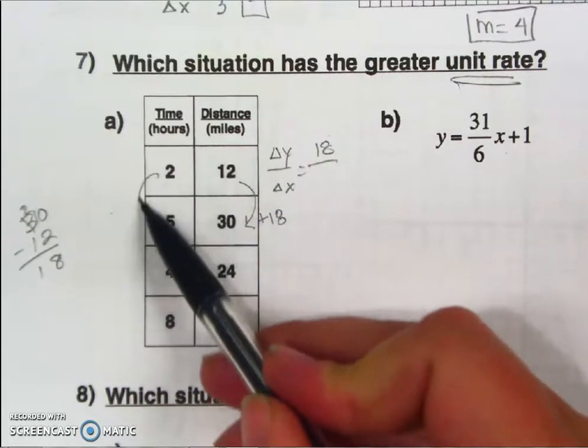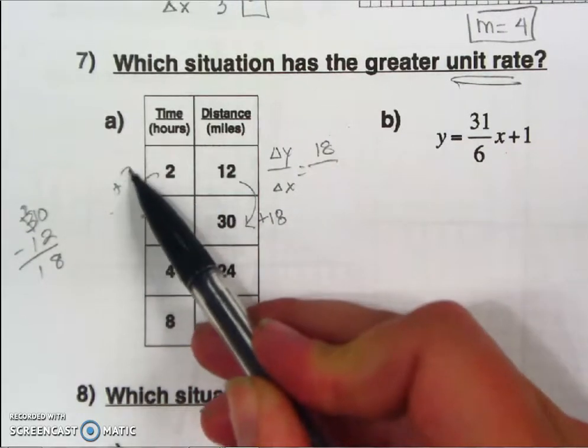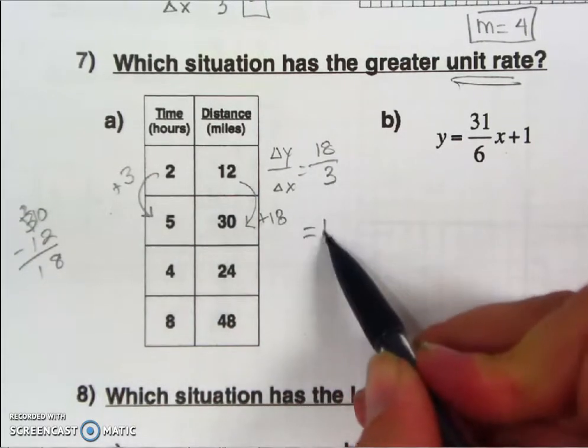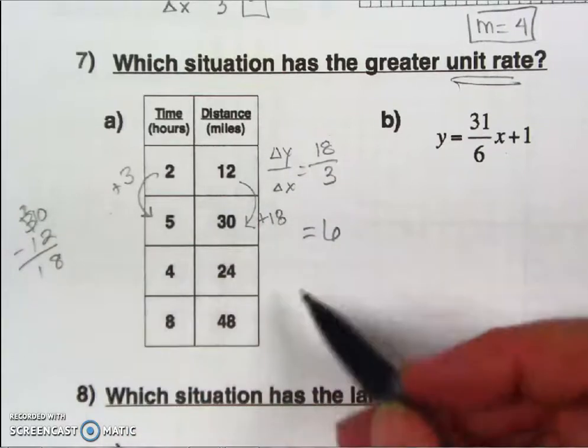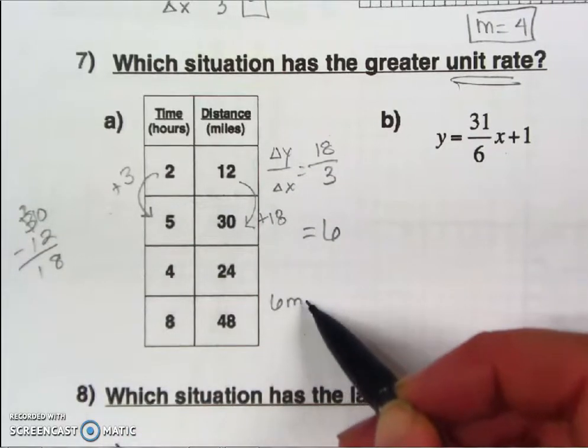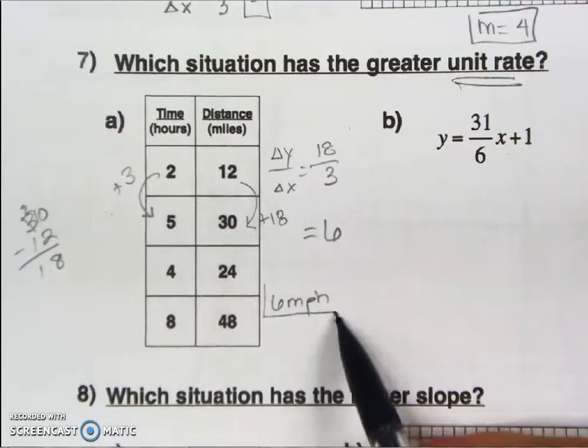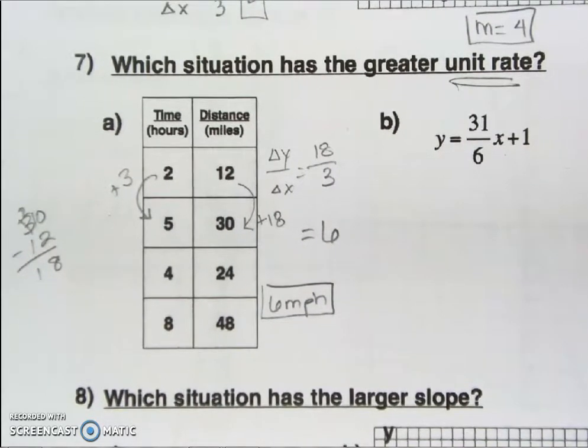Over our change in x, which is from 2 to 5, they are adding 3. And so now we have 18 over 3, which reduces to 6. So what is this? 6 what per what? Well, this one is 6 miles per hour. And I'm just going to write it as MPH like they do on the freeway. 6 miles per hour for this one.